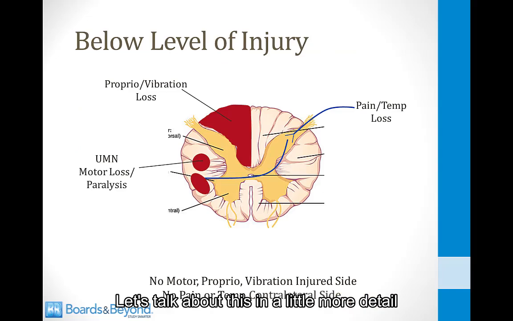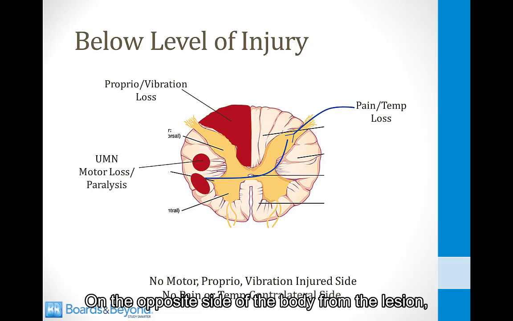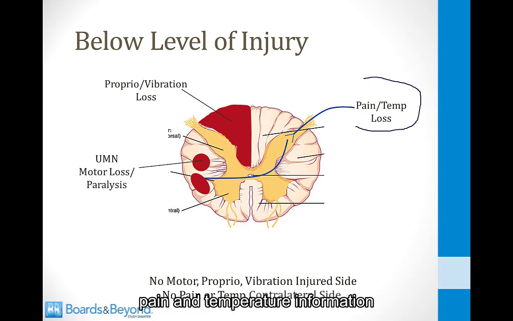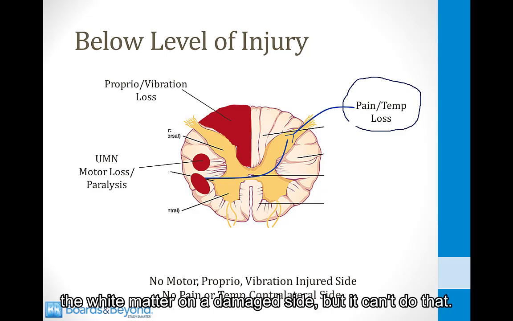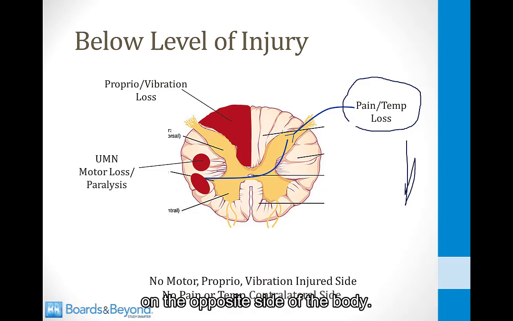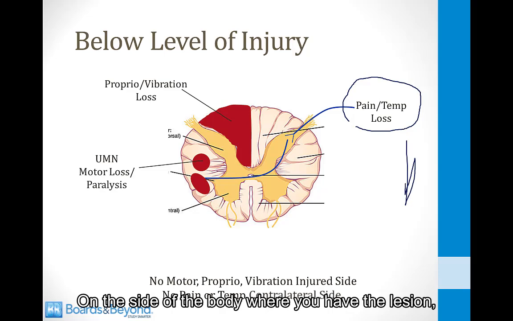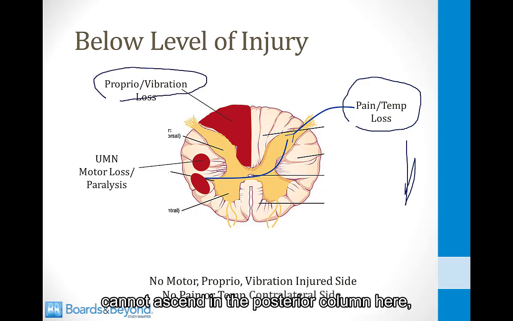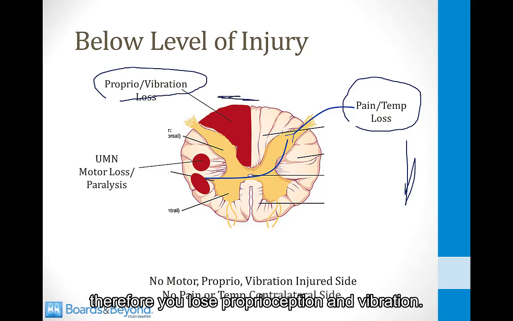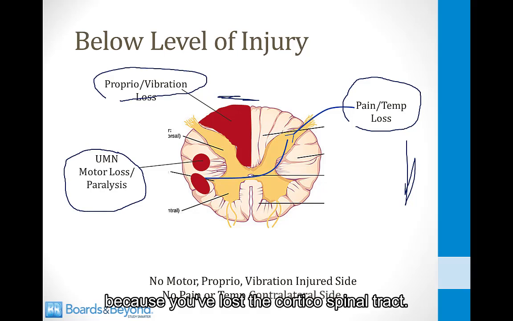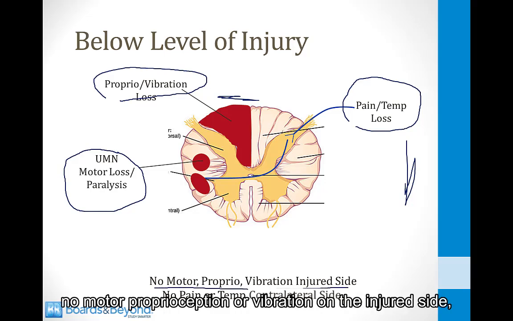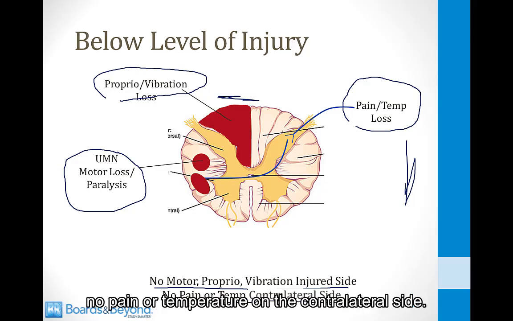Let's talk about this in a little more detail because this can be confusing. On the opposite side of the body from the lesion, pain and temperature information in the spinothalamic tract wants to cross and ascend in the white matter on a damaged side, but it can't do that, so you lose pain and temperature on the opposite side of the body. On the side of the body where you have the lesion, the proprioception and vibration information cannot ascend in the posterior column here, therefore you lose proprioception and vibration. In addition, you lose the upper motor neuron innervation to the muscles below the lesion because you've lost the corticospinal tract. So I've summarized this at the bottom. No motor, proprioception, or vibration on the injured side. No pain or temperature on the contralateral side.